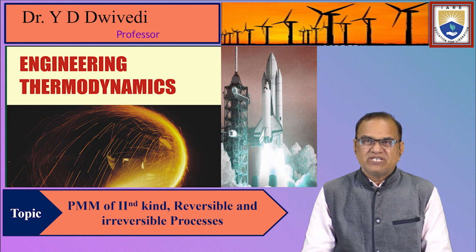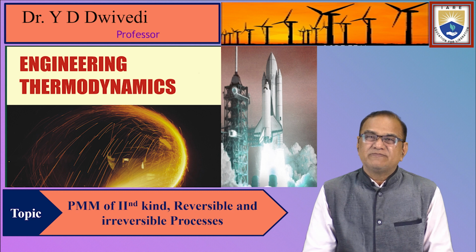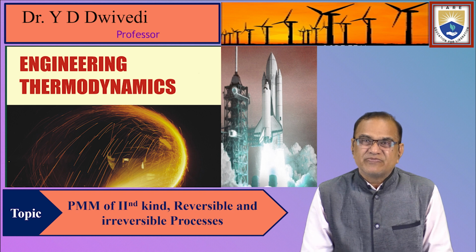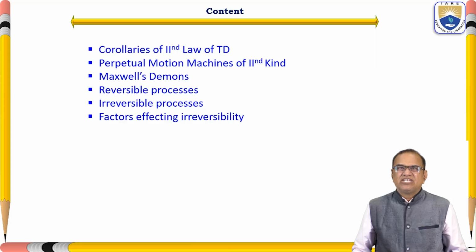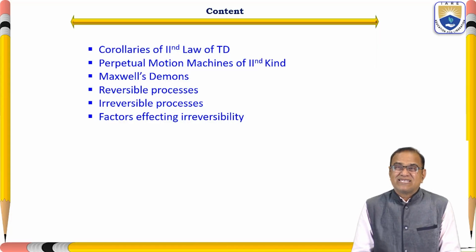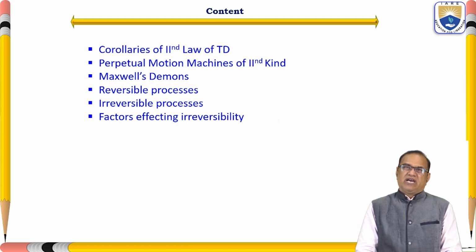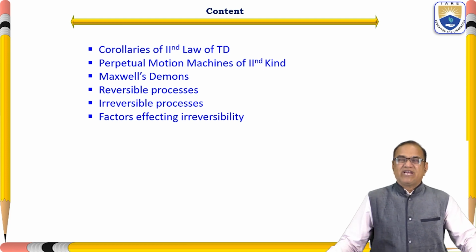So the perpetual motion machine of second kind, these are machines which are not possible, that is, impossible machines, which are related to the second law of thermodynamics. Those machines are called the perpetual motion machine of second kind. And we will also discuss these topics. These are corollaries of the second law of thermodynamics: perpetual motion machine of second kind, Maxwell's Demon, reversible processes, irreversible processes, factors affecting irreversibility. These topics I am going to take in today's lecture.